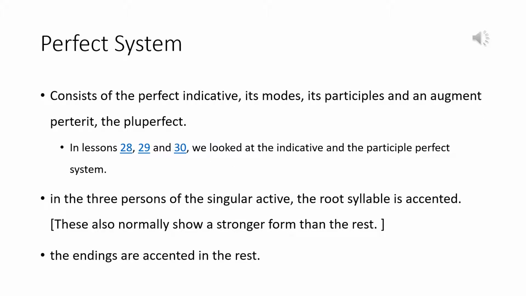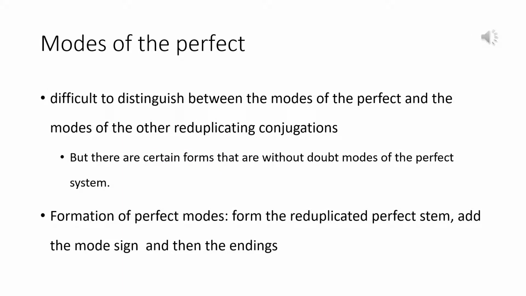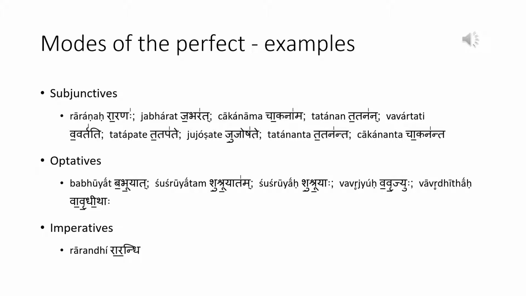The perfect system consists of the perfect indicative, its modes, its participles, and an augment preterite, the pluperfect. Some details of the modes of the perfect are given here. And some examples.